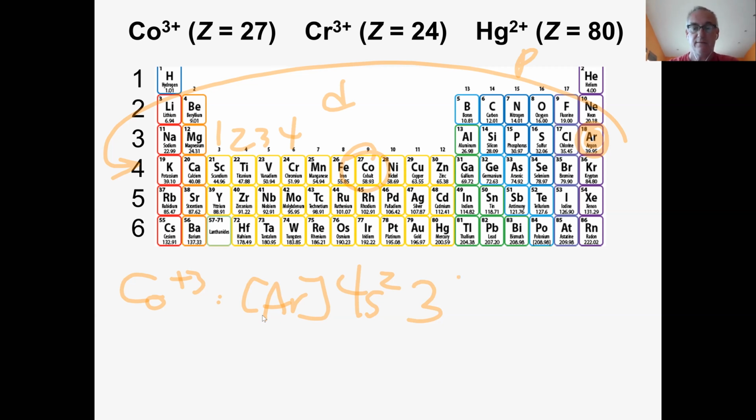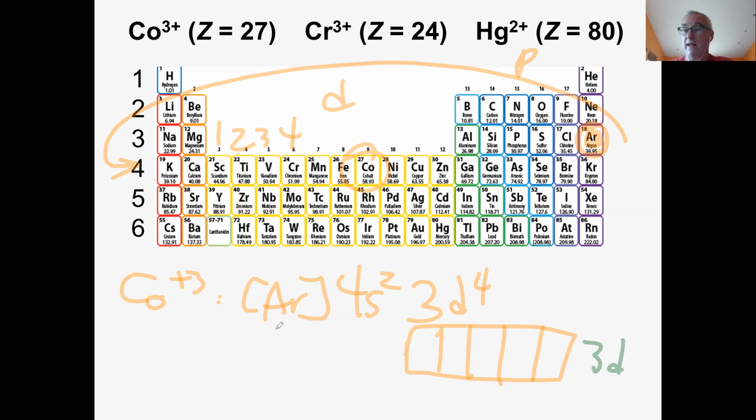So 3d4. So if I was to draw the d orbitals, how many orbitals are there in a d subshell? 5. 5, right. So I'm going to add them: 1, 2, 3, 4, 5. So put in the electrons for me. Where do they go? This is my 3d, and I've got 4 electrons to put in it.